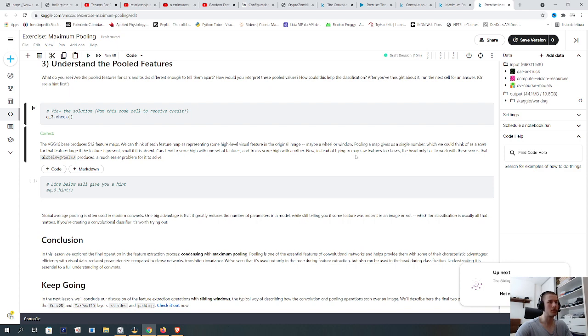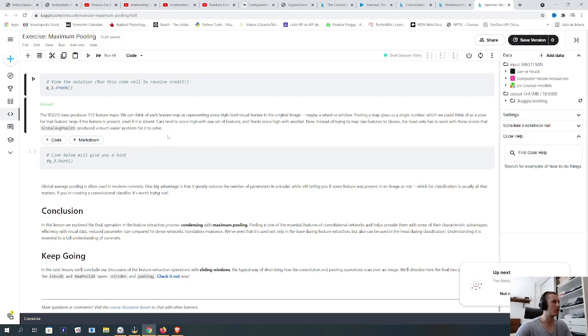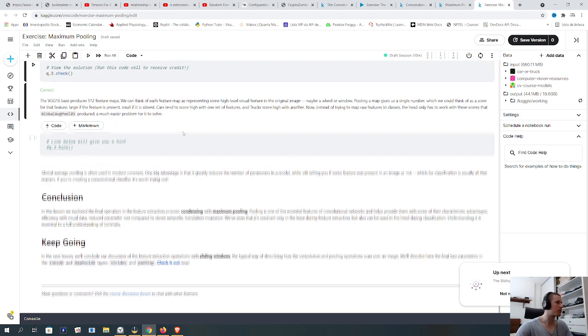Now, instead of trying to map raw features to classes, the head only has to work with these scores that global average pooling should produce. A much easier problem for it to solve.